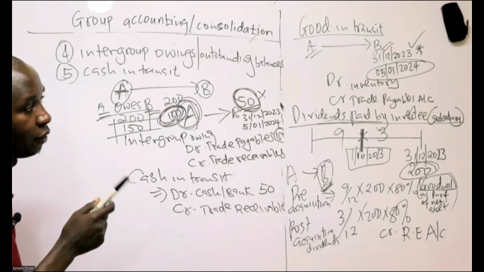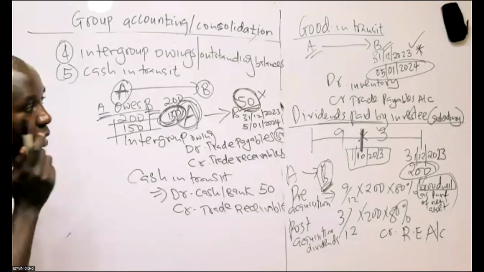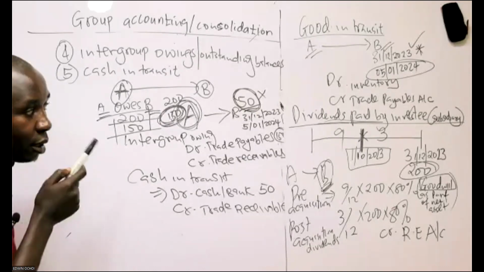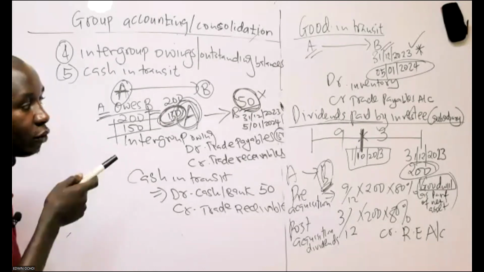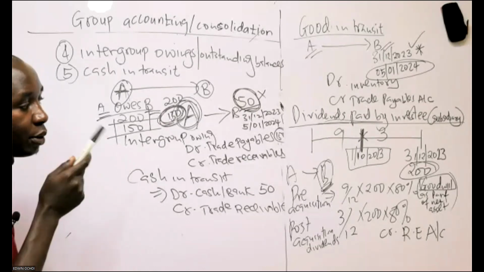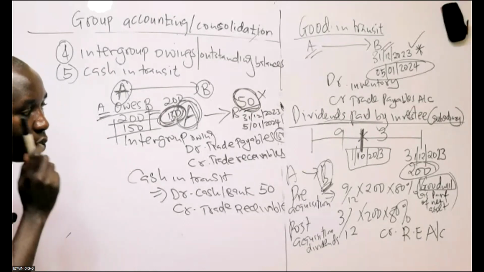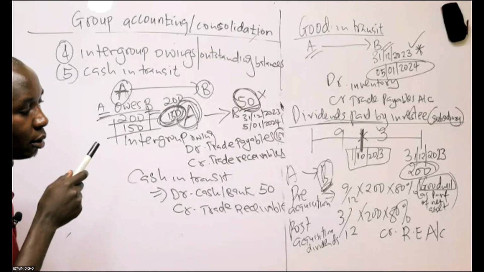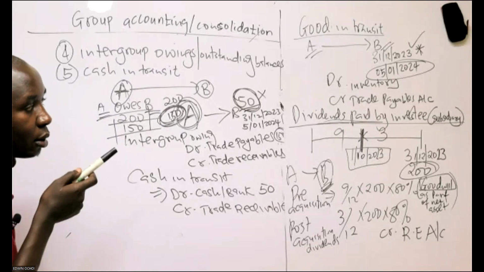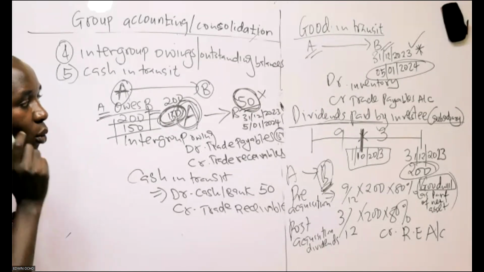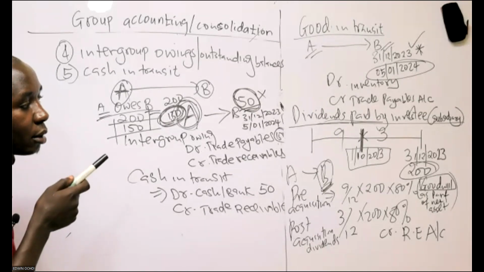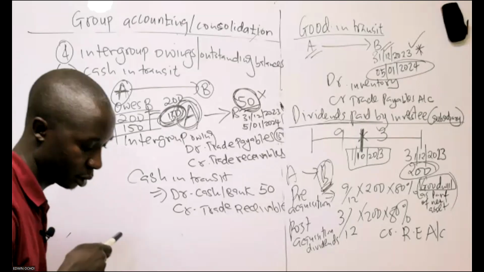So the one I'm focusing on in group accounting is the dividends paid by a subsidiary. For you to consider them, the subsidiary must have been acquired during the year. You prorate pre-acquisition and post-acquisition dividends. Dividends paid by the parent in group accounting will affect your retained earnings when doing the statement of changes in equity.